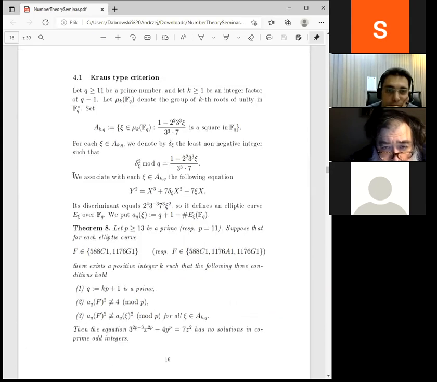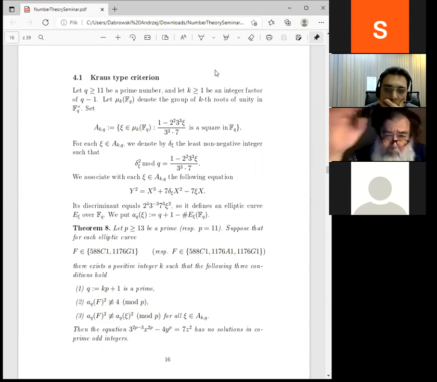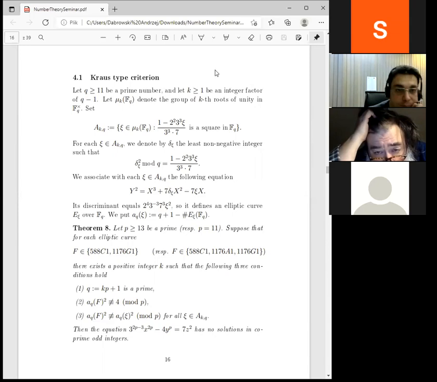It was stated about 20 years ago by Kraus in his paper in another situation. So this criterion is a variant of his criterion. Such type criterion exists for some other types of defining equations. It's not very new. So let us say a few words.